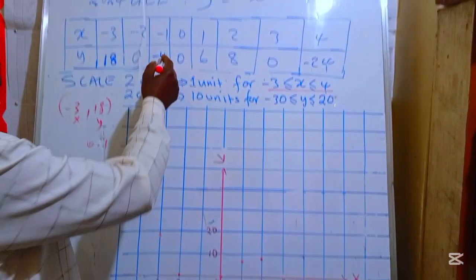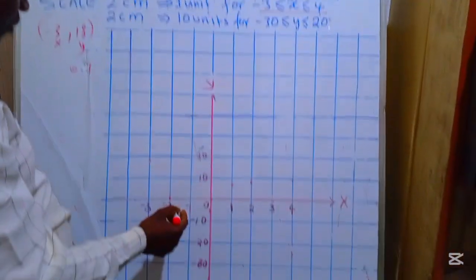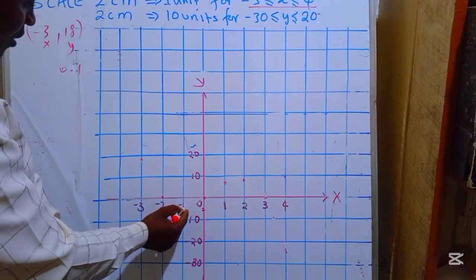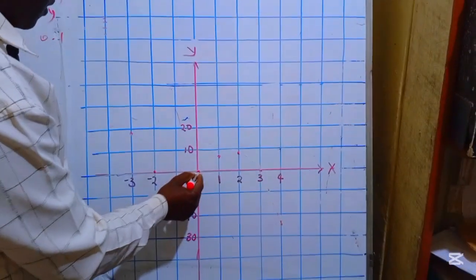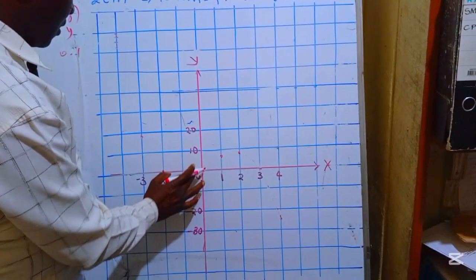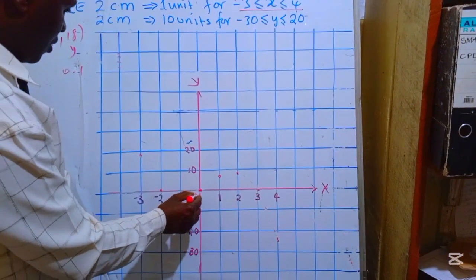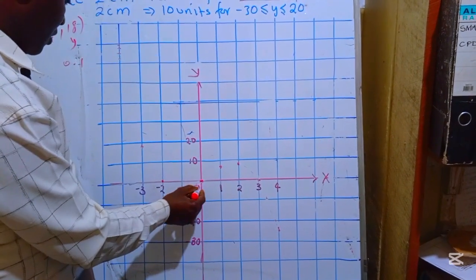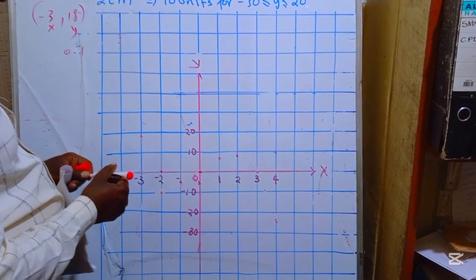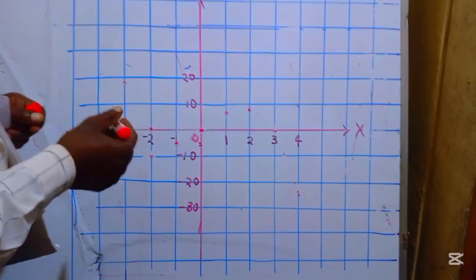Next, (-1, -4). Negative 1, negative 4 is somewhere there. Next, (0, 0). Mind you, this is on 0. So (0, 0) is somewhere there. Please don't make the mistake of going for another one.